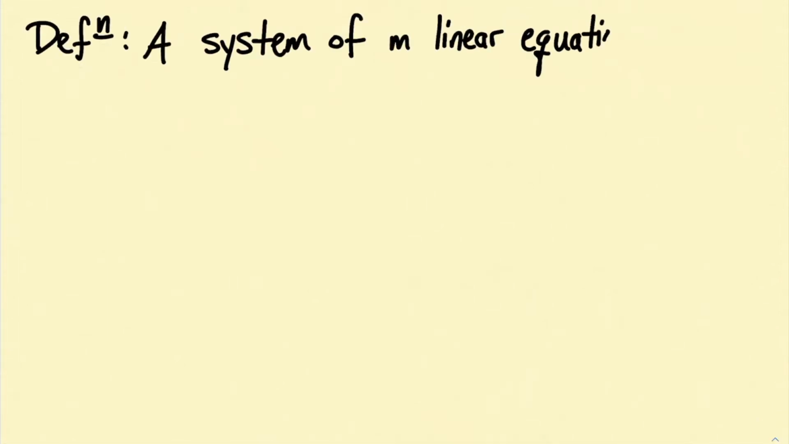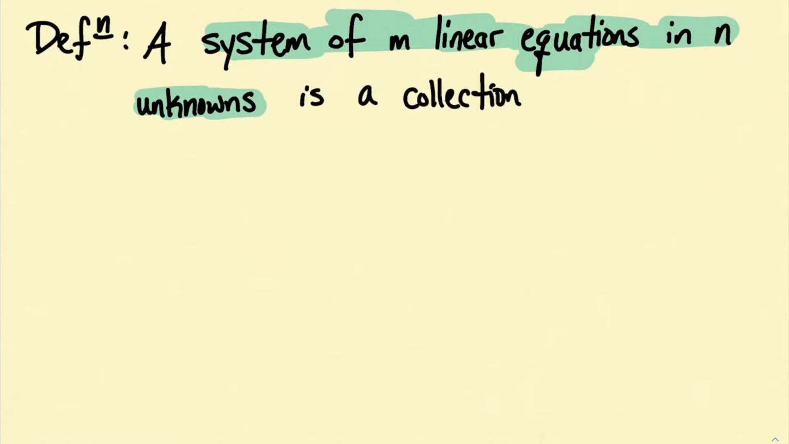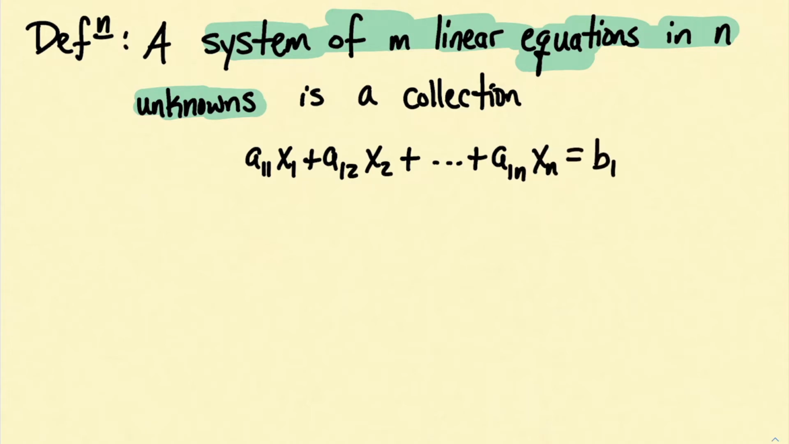Now oftentimes, linear equations in and of their own selves are not particularly interesting. For linear algebra, we are more interested in what are called systems of equations. So a system of m linear equations in n unknowns is a collection of one equation, a11 x1 plus a12 x2 plus etc. down to a1n xn equals b1. Note here that the first subscript indicates which equation this goes with. The second subscript indicates which variable the coefficient goes with.